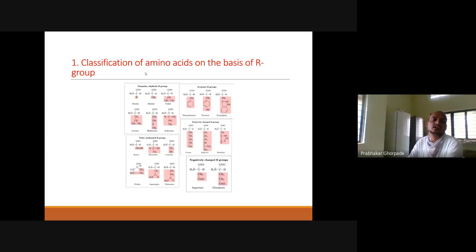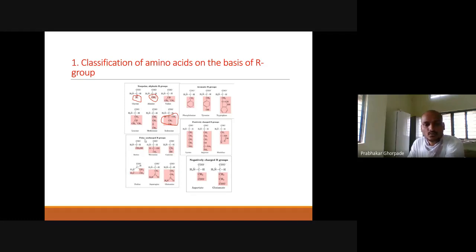So based on this R group, we can classify amino acids as a non-polar aliphatic R group. So these are the non-polar and aliphatic R group amino acids, right? So these all are non-polar. This is a non-polar group. This is a non-polar group. This one is isoleucine also. This one is also a non-polar group, right? So these are the non-polar groups.